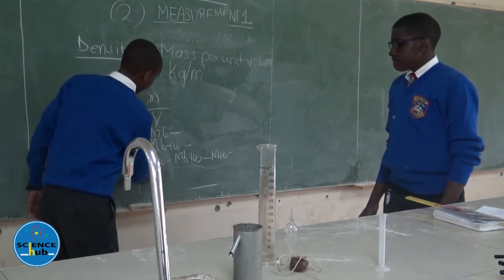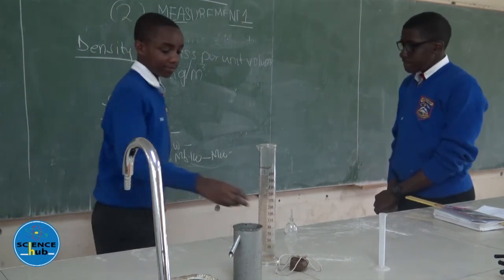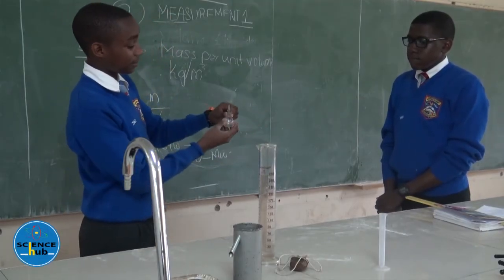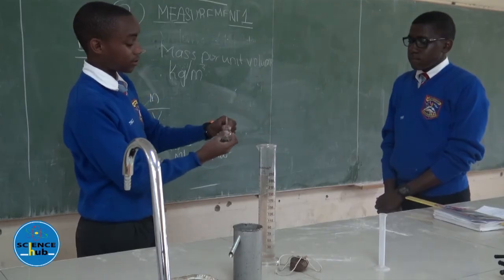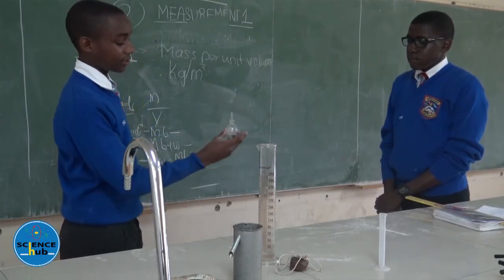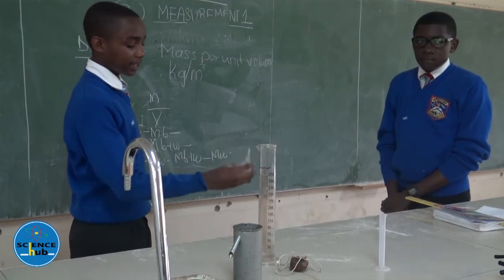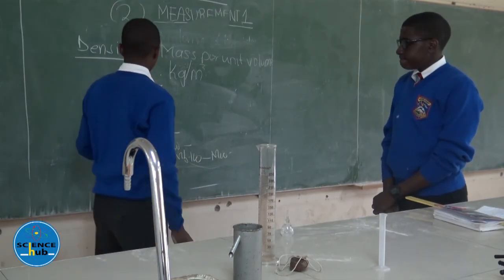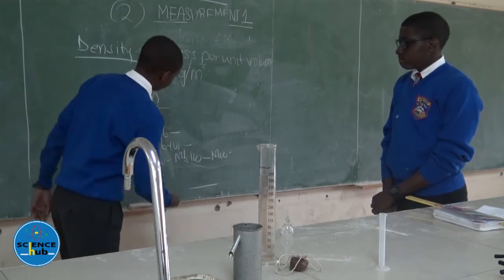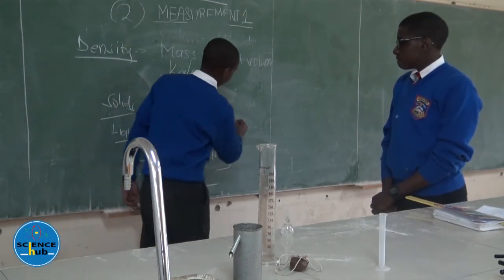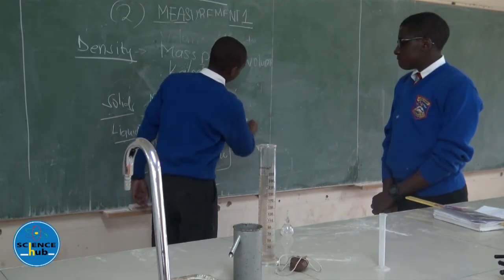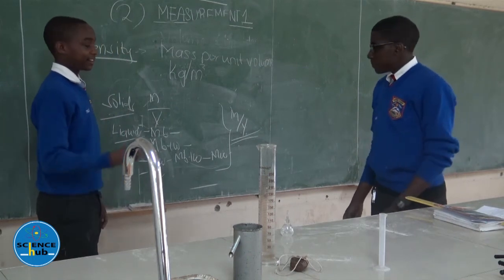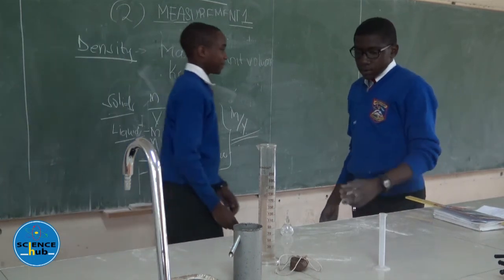Then the volume is found. The point to note is that the volume of the density bottle is usually indicated on the side. As you can see, this one is 25 milliliters. So you note it down. Then you use the same formula of density, which is mass over volume. Oscar can therefore take us through the measurement of time.